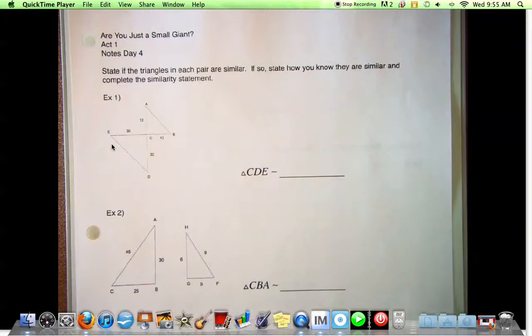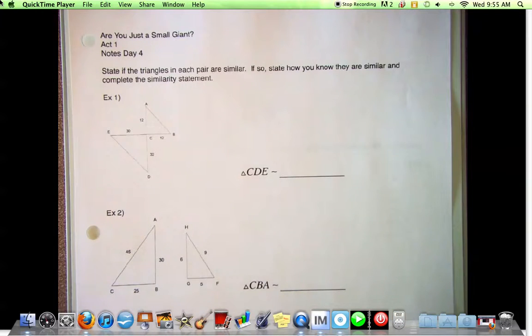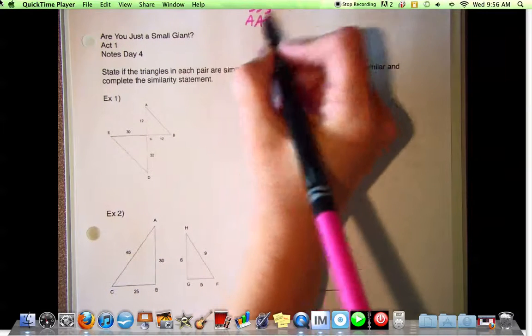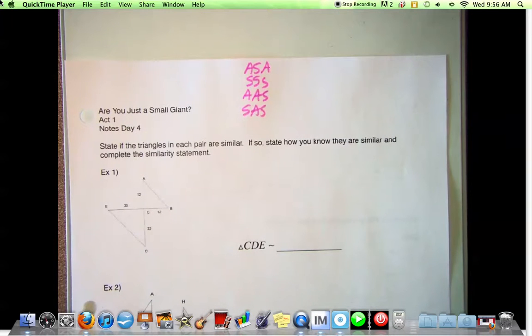All right, today we are looking at triangles and determining whether or not they are similar. Two days ago, we looked at similarity rules. How many of them did we look at? Four. There were four. What was one of them? ASA, SSS, AAS, and SAS. All right, so those were our four different rules that we came across.